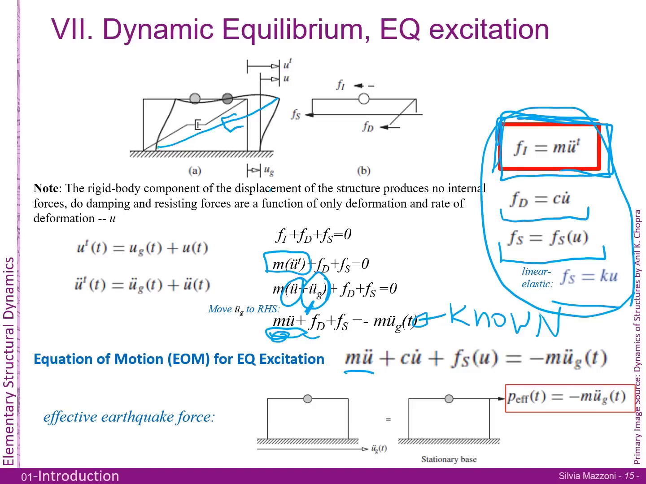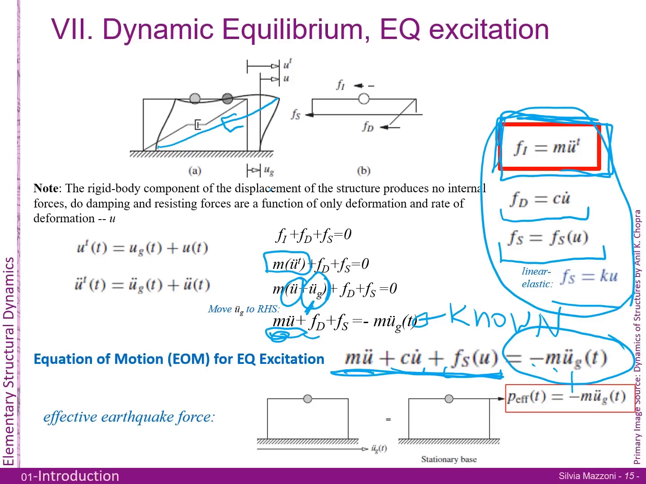Now we're going to plug in for the damping, C U dot, plus F sub S as a function of U, which in the elastic case will be K times U. Well, guess what? This is exactly the same equation as we had before on the left-hand side, but on the right-hand side, we've got a term here, which is negative. Very important. Don't forget that negative. I always forget the negative. Times the mass times the ground acceleration as a function of time.